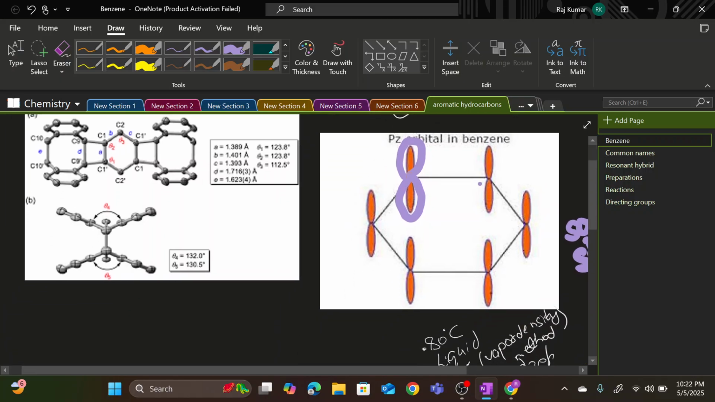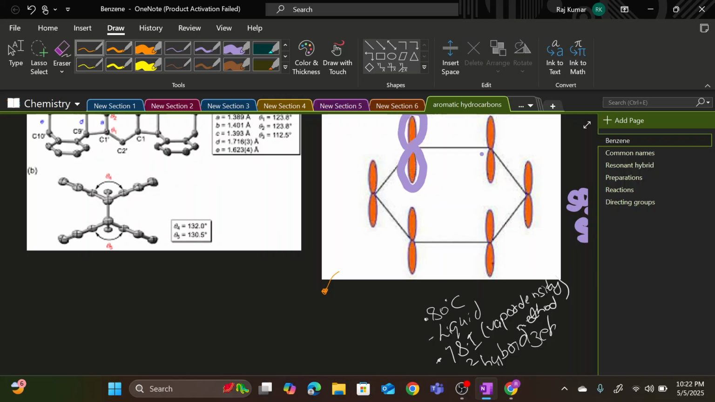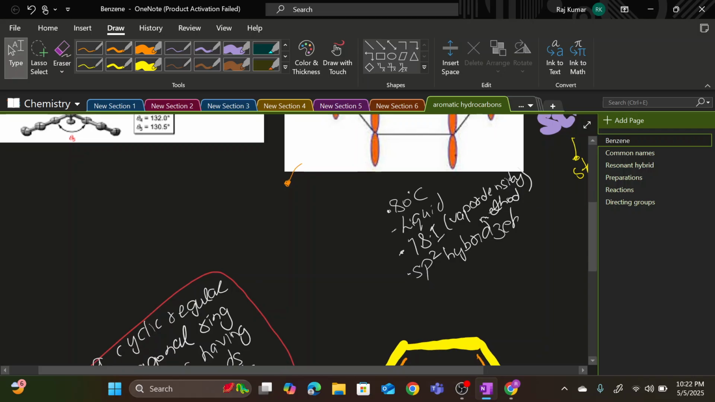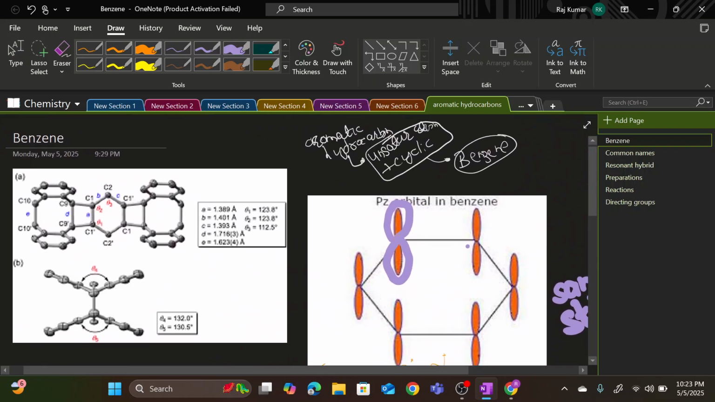So, some other common characteristics about benzene is that benzene is having the bond angle which is 120 degree. The carbon to carbon bond is 1.4 angstrom. Carbon to hydrogen bond is 1.09 angstrom. These are some important factors. Now, let's just understand one more thing.